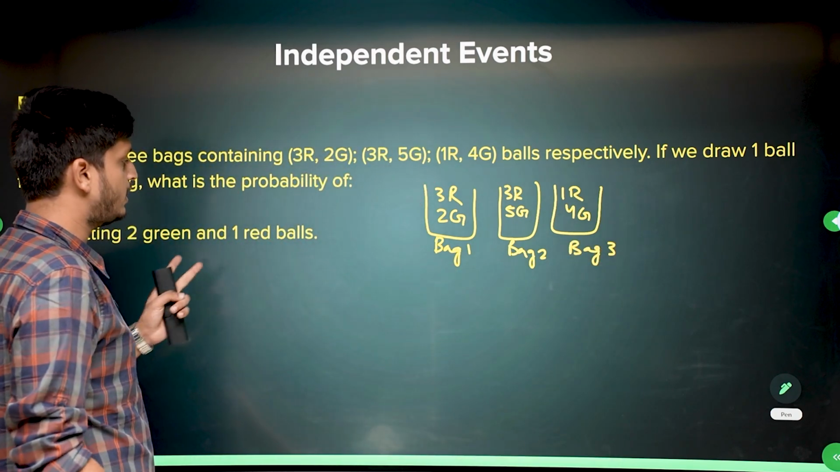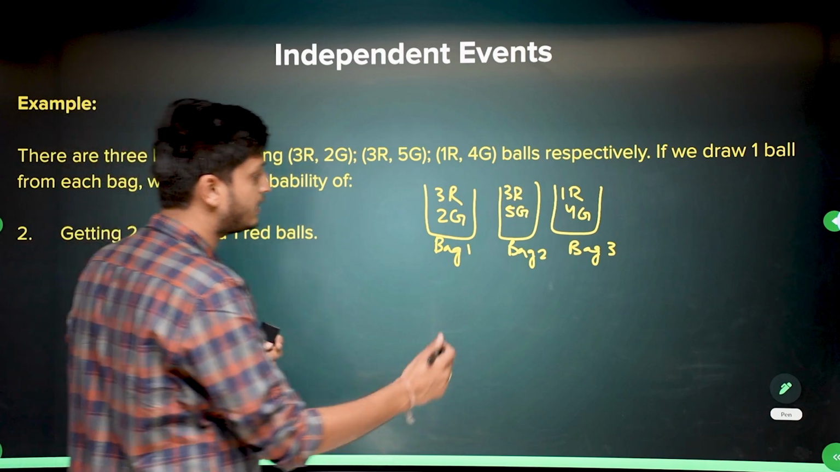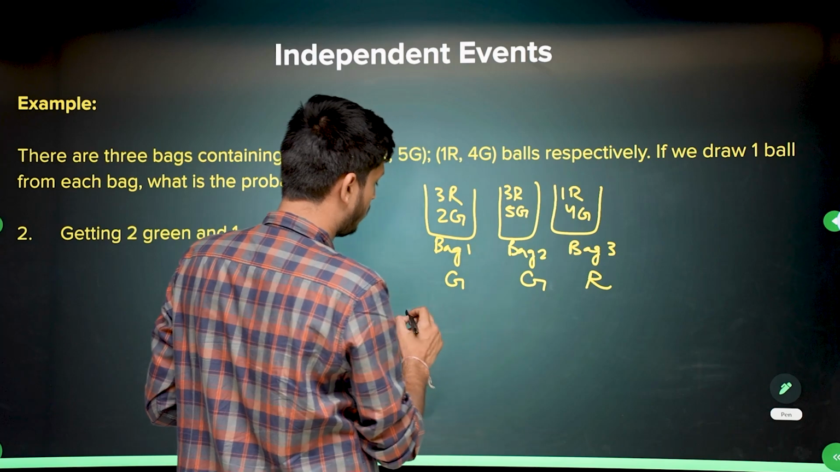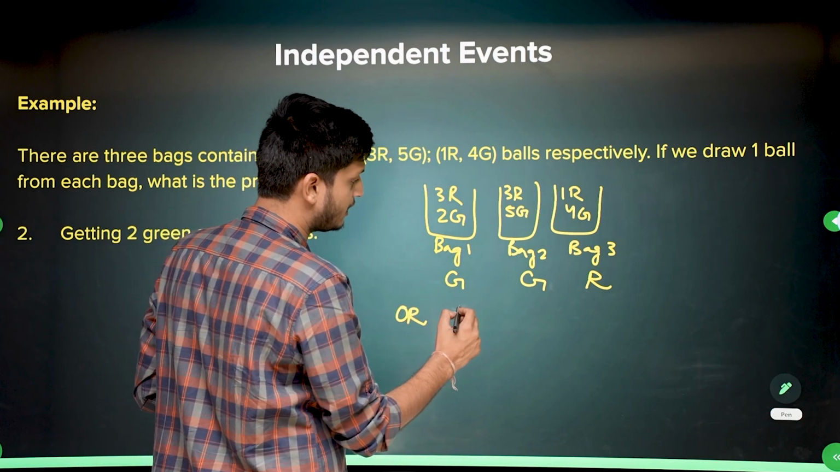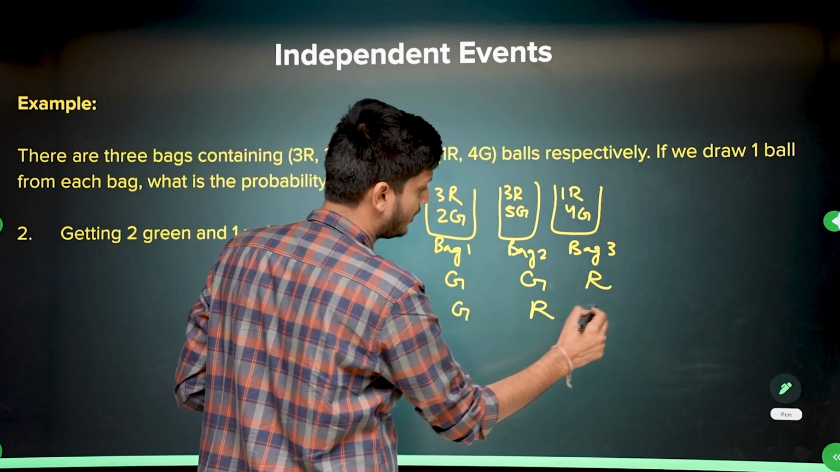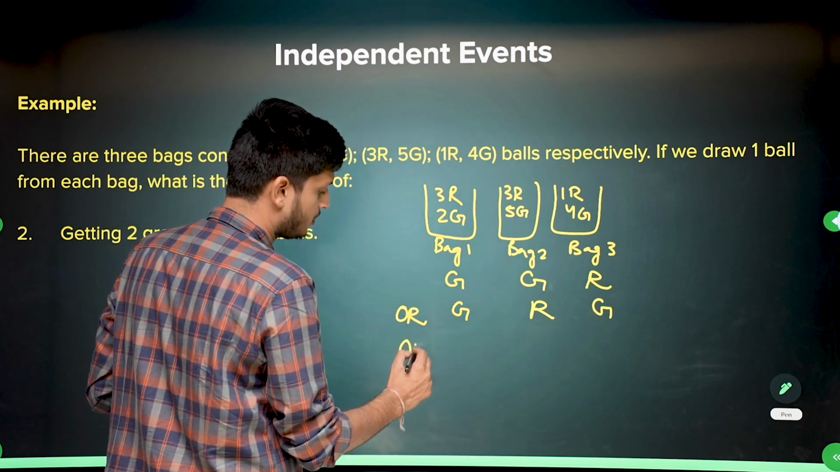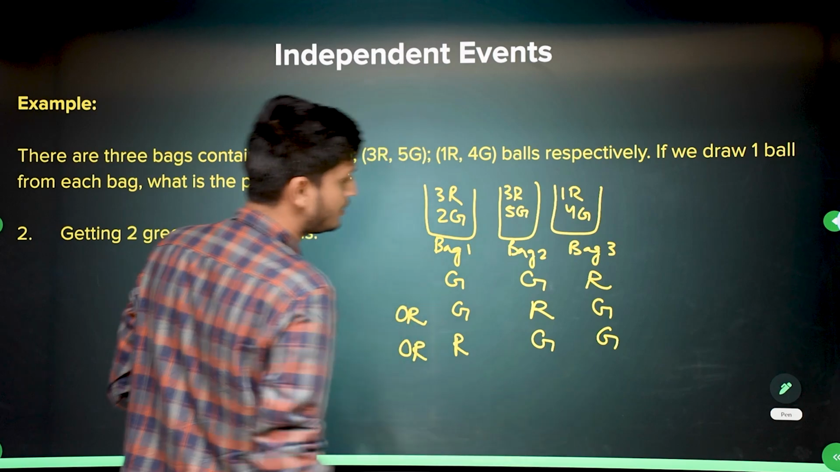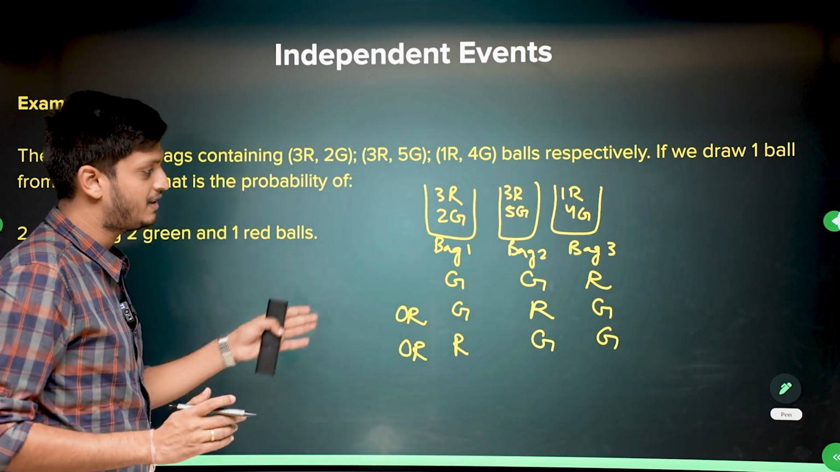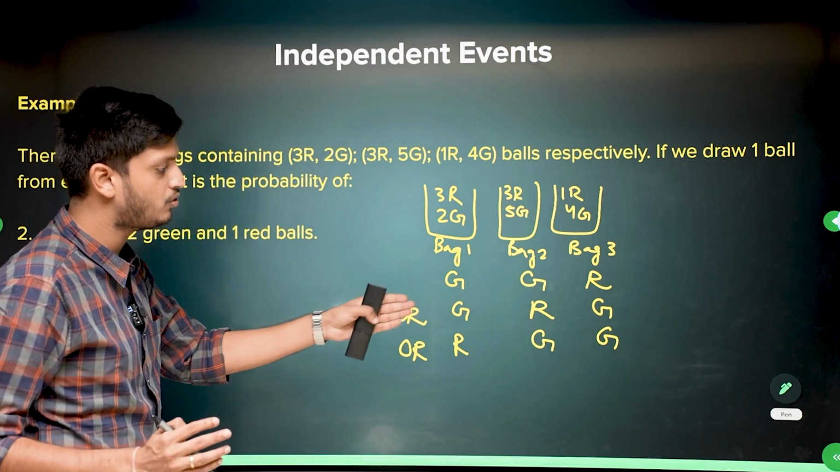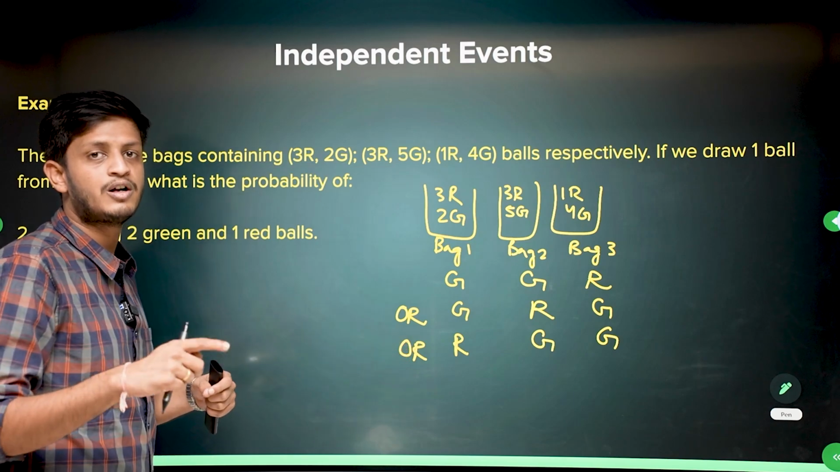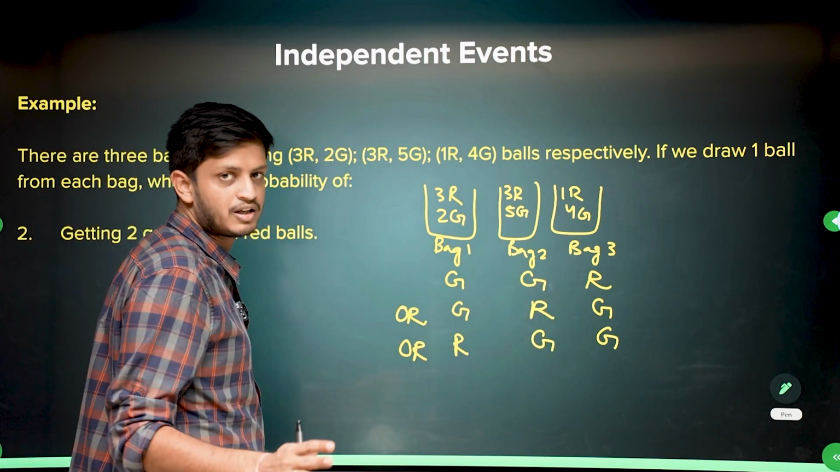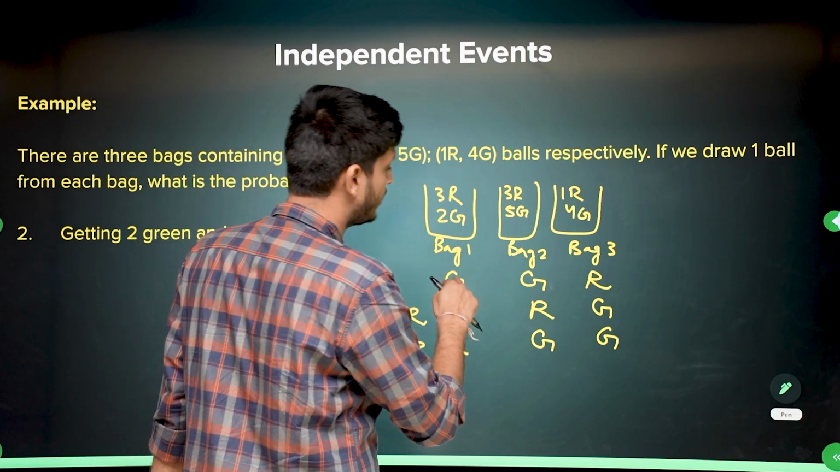Now you want 2 green and 1 red ball. So either you can get green from here, red from here, and green from here, or you can get a green from here, red from here, and green from here, or you can get a red from here, green from here, green from here. So the total task T is doing task T1 or T2 or T3. Whenever you have or, it is rule of sum. So either you get this or this or this. Your condition satisfies.